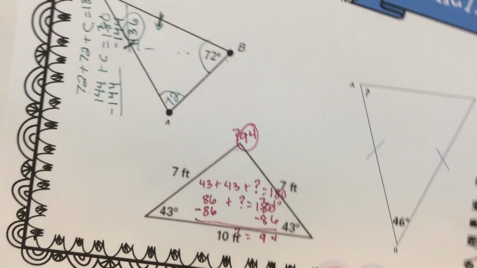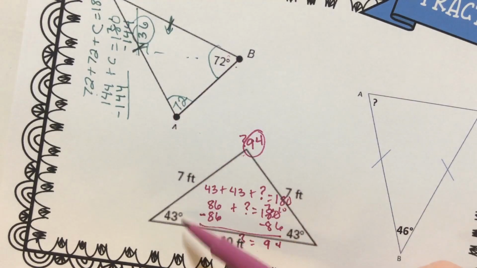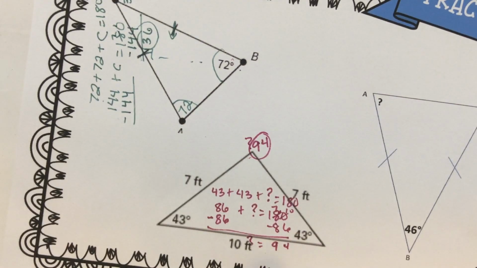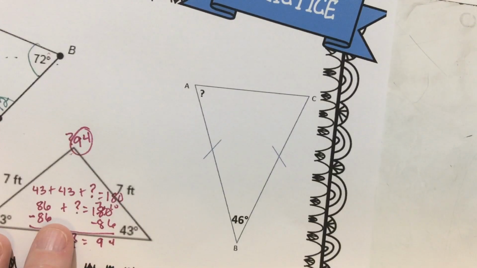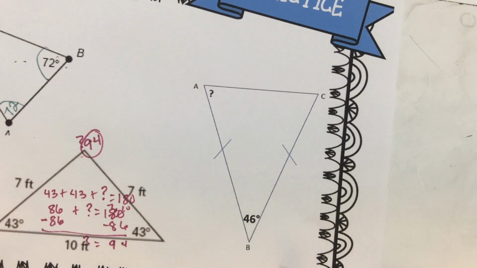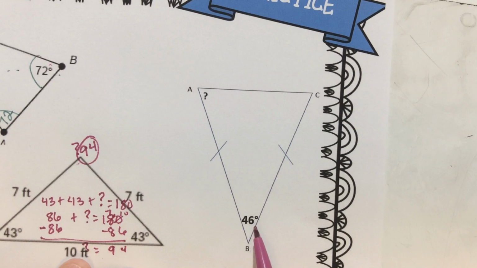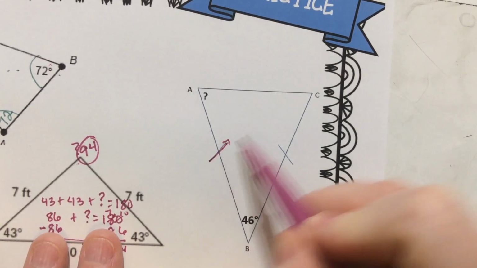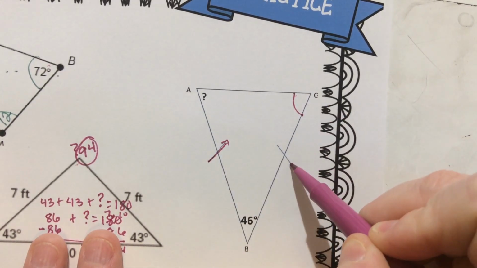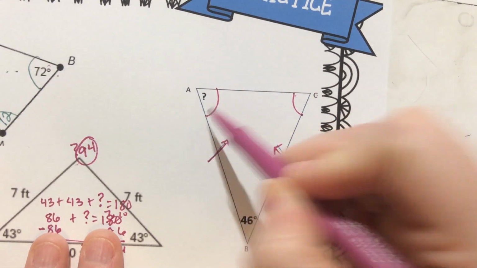Now, both of these problems here, we knew the two that were congruent. The next one is a little bit different because we know the angle that is not congruent. Okay, we know the opposite one. Okay, so this arrow right here means this one, angle C, is congruent to angle A.